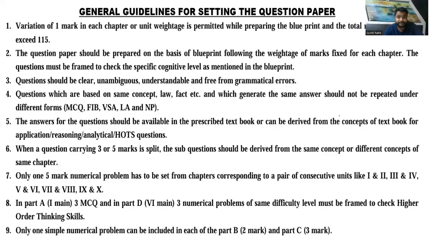Now let's move ahead. Yes, this is what I was talking about, the general guidelines for setting the question paper this year. Now, you can see point number one. What does it suggest? It says that the variation of 1 mark in each chapter or unit weightage is permitted while preparing the blueprint. But now you can see point number two. It also says the question paper should be prepared on the basis of the blueprint following the weightage of marks fixed for each chapter, which means if electric charges has got 11 marks, they have to set according to the weightage. It has to be 11 marks.